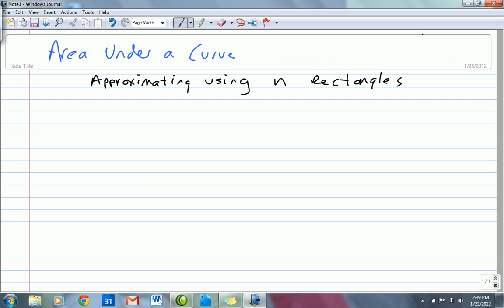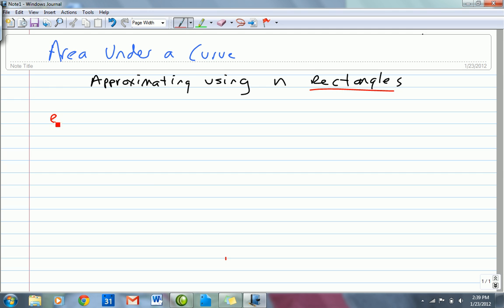Hi, in this video I'm going to teach you how to approximate the area underneath a curve. And we're going to use rectangles. We don't have to use rectangles; there are other techniques. You can use parabolic arcs, use trapezoids, you can use whatever you like. But this is what we're going to start with.